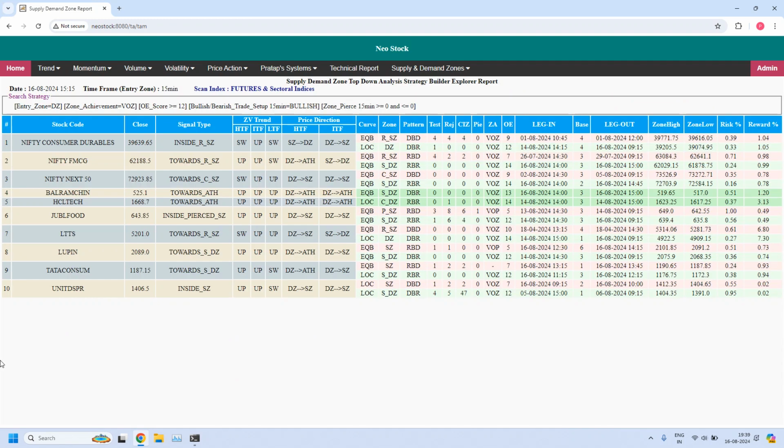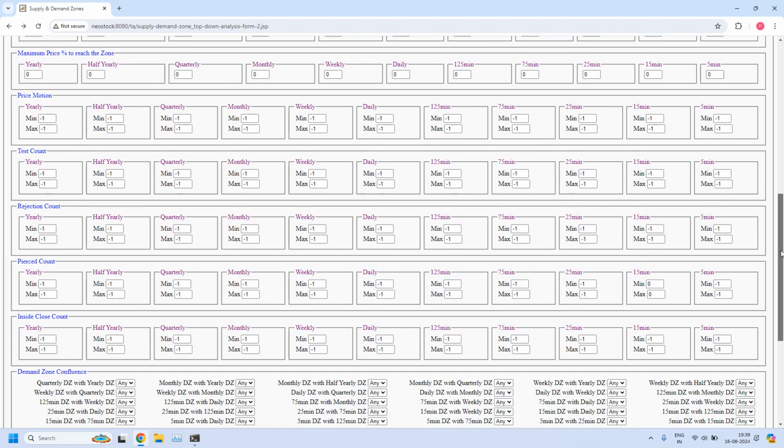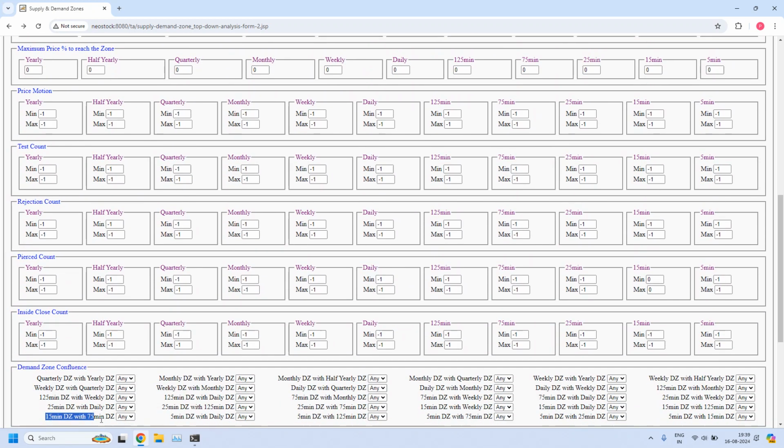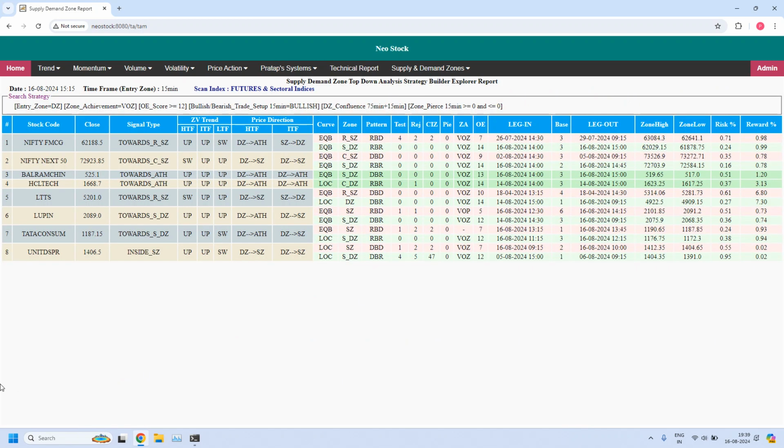Let's wait. Now 10 stocks are filtered. These 10 stocks are supporting bullish trade setup for daily income trade. Now out of these 10, how many are having confluence with ITF time frame? For 15 minutes, ITF is 75 minutes. So 15 minutes and 75 minutes demand zone confluence we have to verify. So 15 minutes demand zone with 75 minutes demand zone. Enable the option. Let's filter the stocks. Oh, 8 stocks are filtered. These 8 stocks are having confluence with 15 and 75 minutes.